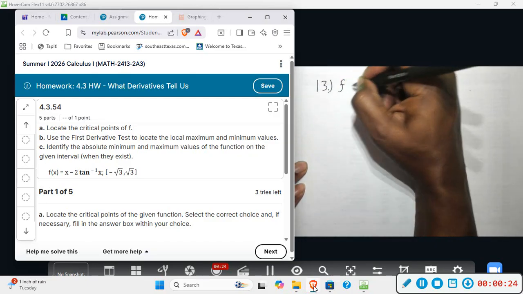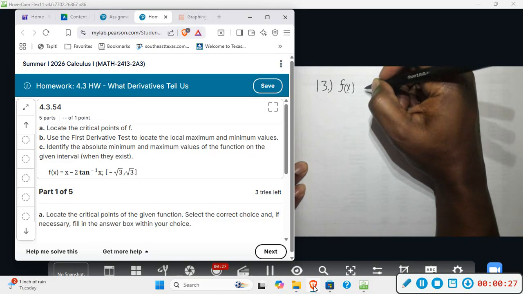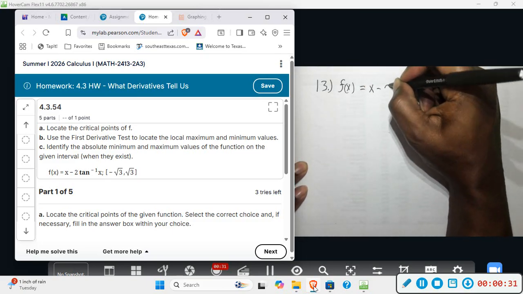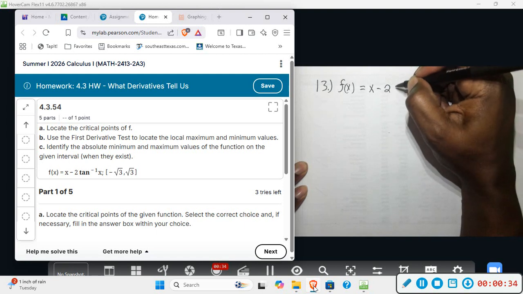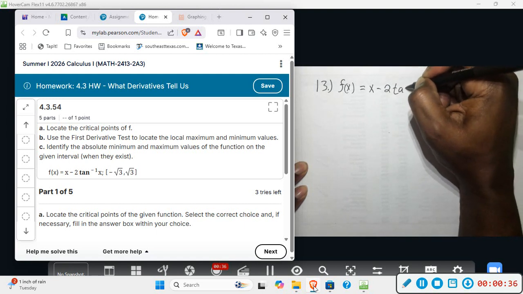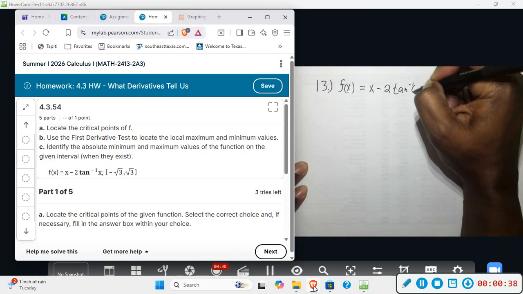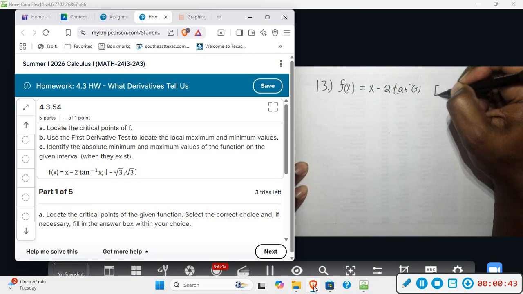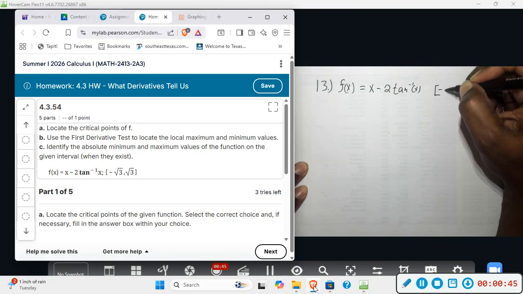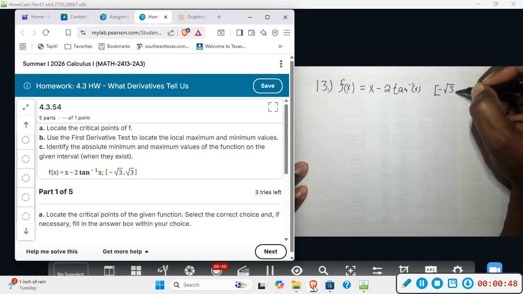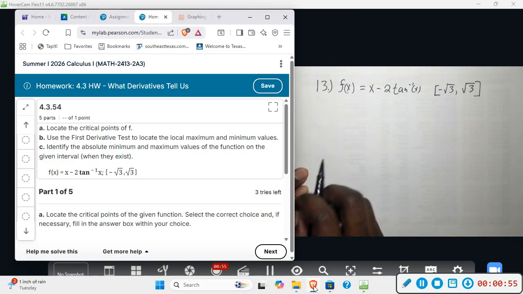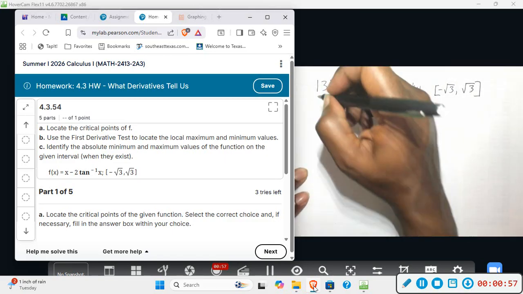All right, so we have f of x equals x minus 2 times tan inverse of x, and this interval is from negative square root of 3 to square root of 3. All right, so the first thing we want to do is find the derivative.